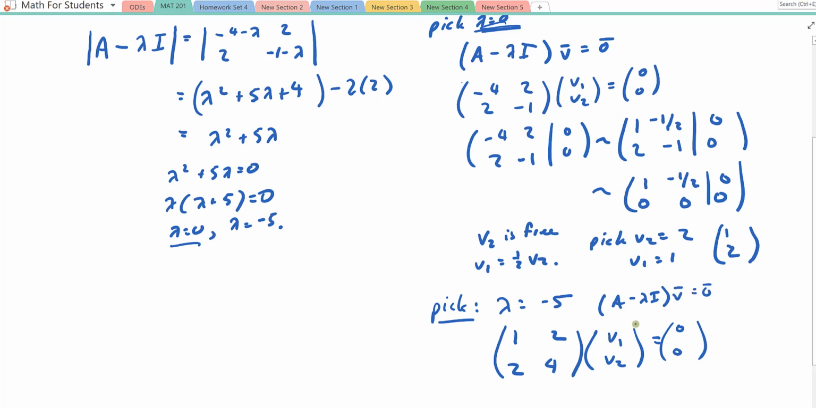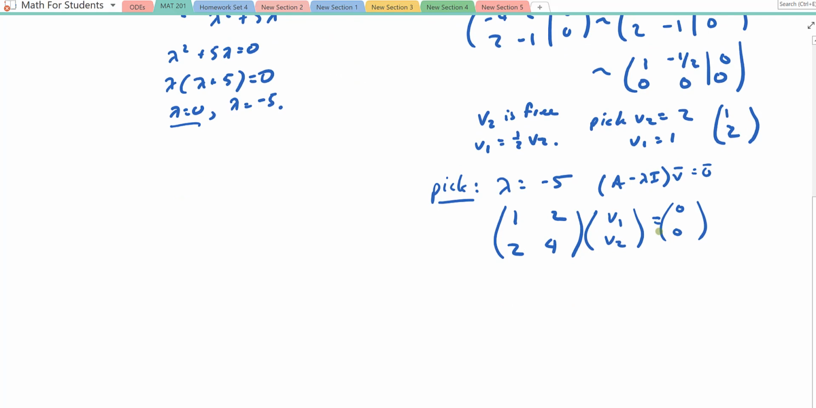And here I'm using negative 5 as our lambda value and the same original matrix A. So if we go through and solve this system, we get 1, 2 adjoined with 0, 2, 4 adjoined with 0, and we do the row reduction here by multiplying by negative 2 and adding down, and sort of as expected, this is what we end up with.